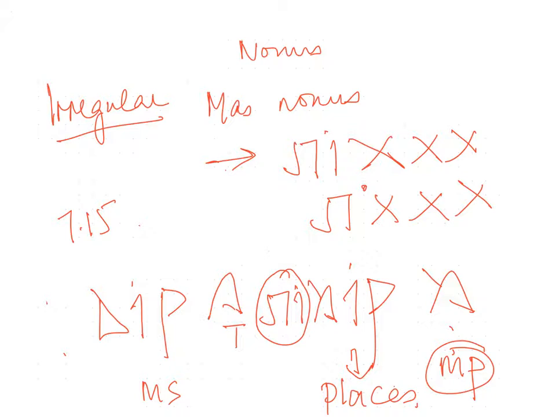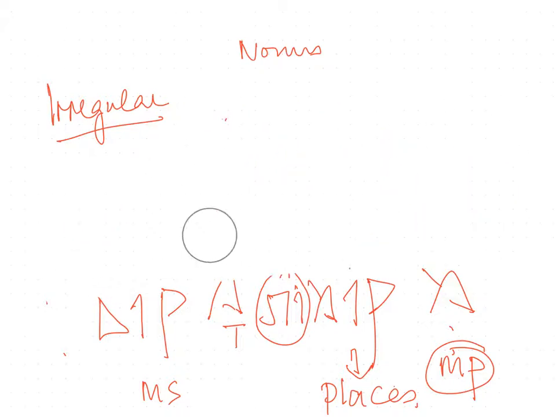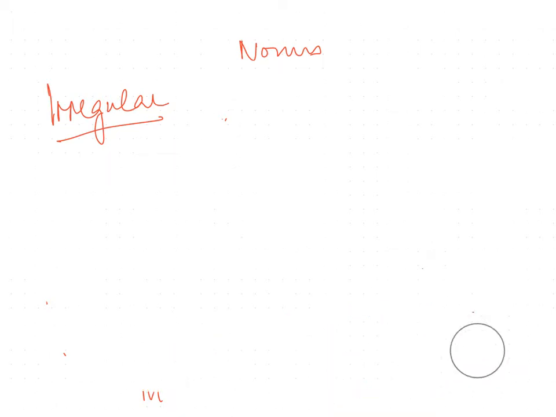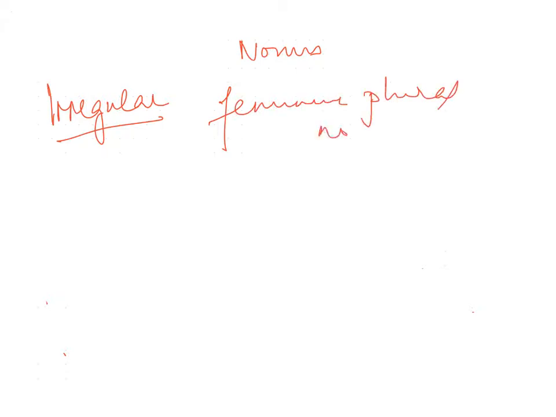Well, if that's the case, do I have any irregular feminine ones too? And the answer is yes. There are irregular feminine plural nouns that take the hireq yod mem ending. That is typical of a masculine one. And some of them are ear.